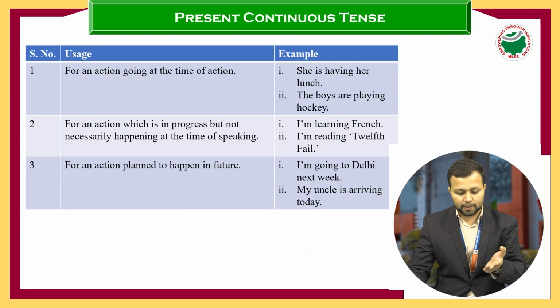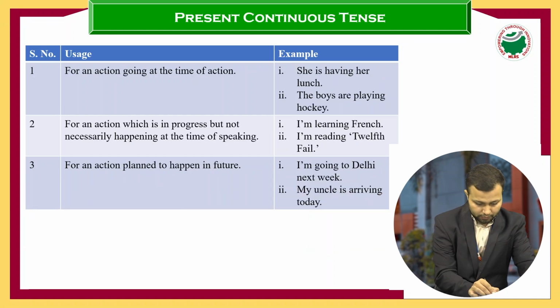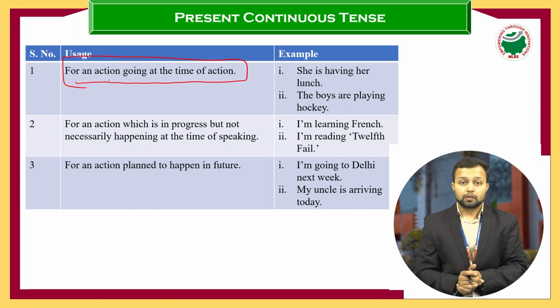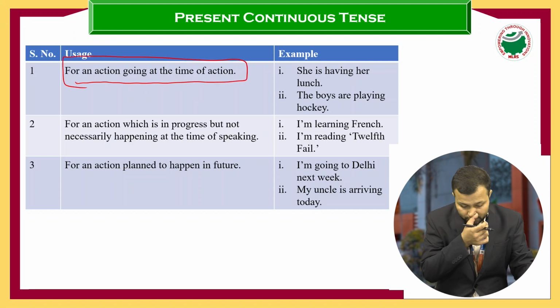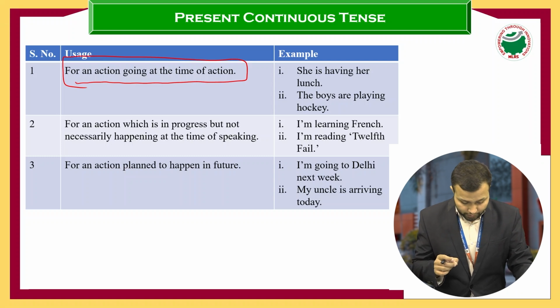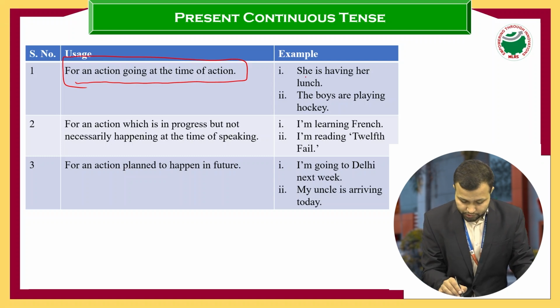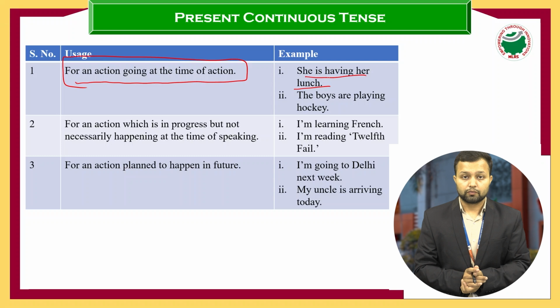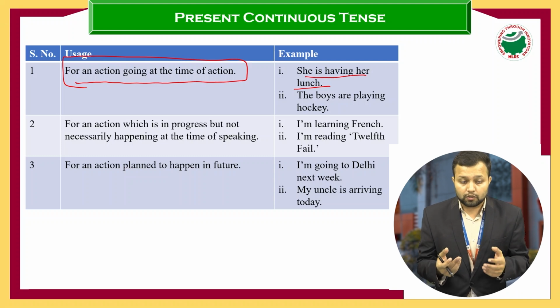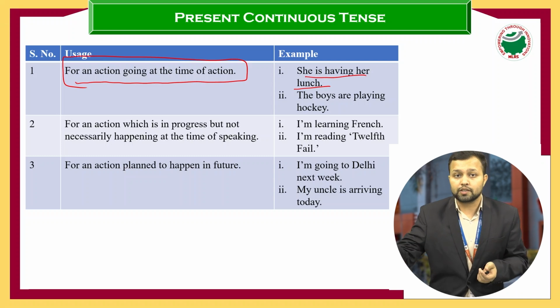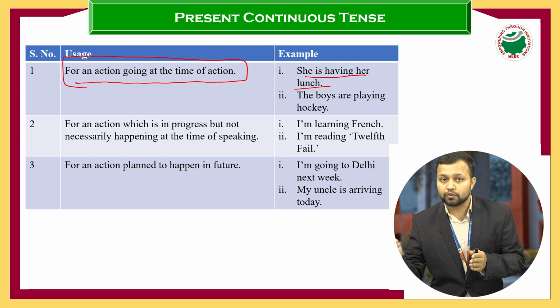Moving on to present continuous tense. Present continuous tense is used to express an action which is going on, which is continuous at the time of speaking. She is having her lunch now. When she is telling this thing, or when I am telling you this thing, she is having her lunch. This thing is still continuous.